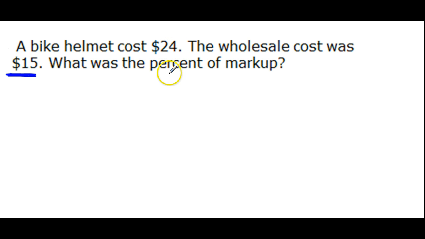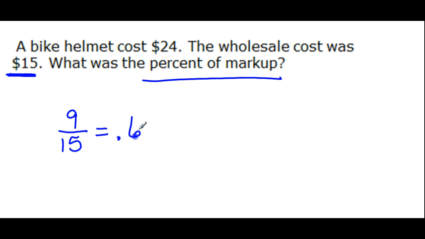$9. So to find the percentage of markup or the percentage of increase, we put 9 over 15 is equal to, and again, you can either reduce that or whatever. Okay, 3 will go into both of them, and it's going to be 0.6. So that is a 60% markup. That's the profit that they make. And that's it.